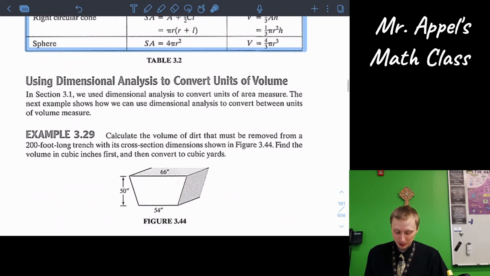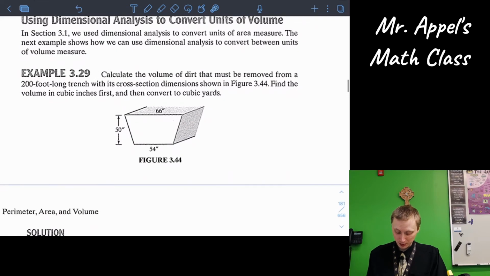Now, what about dimensional analysis? How do we convert units of volume? In section 3.1, we used dimensional analysis to convert units of area measure. The next example shows how we can use dimensional analysis to convert units of volume measure. Okay. So in this example, we are going to convert the volume of dirt that must be removed from a 200-foot-long trench with its cross-section dimensions shown in figure 344. Find the volume in cubic inches first, then convert to cubic yards. And any of you who have done any landscaping will know a lot of dirt, gravel, and mulch and such is sold in cubic yards.